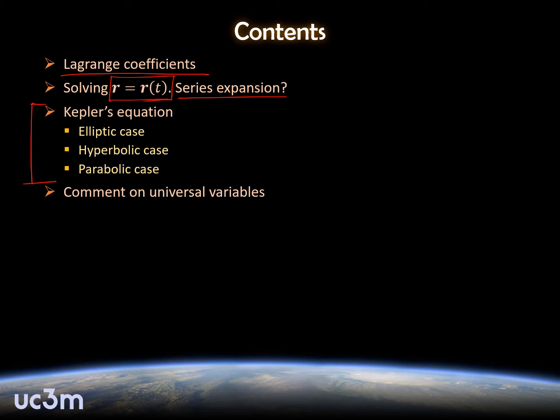So the center part of this lecture will be dedicated to solving and obtaining the Kepler's equation in the three different cases, starting with the elliptic case and the hyperbolic case, and finishing with the parabolic one. Finally, and to close the lecture, we will just make a brief comment on universal variables, which is a way of covering the three different cases in a single formalism.